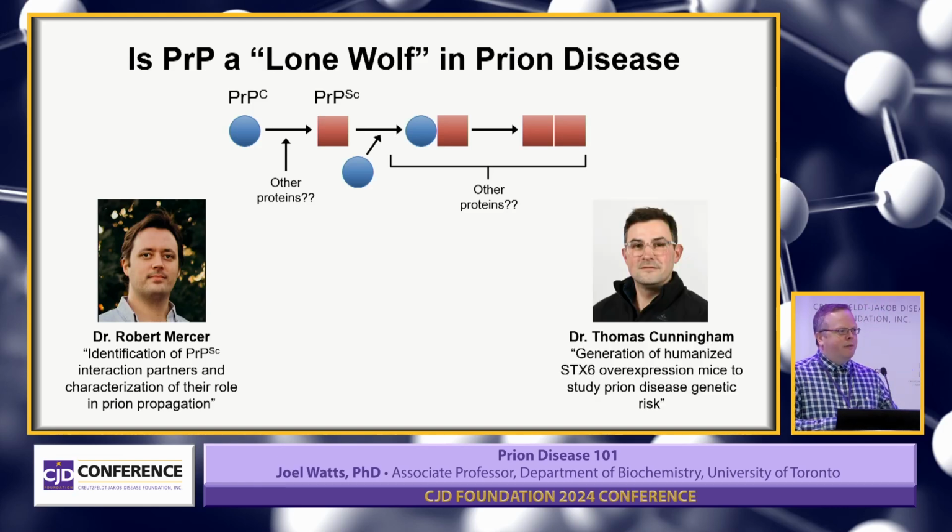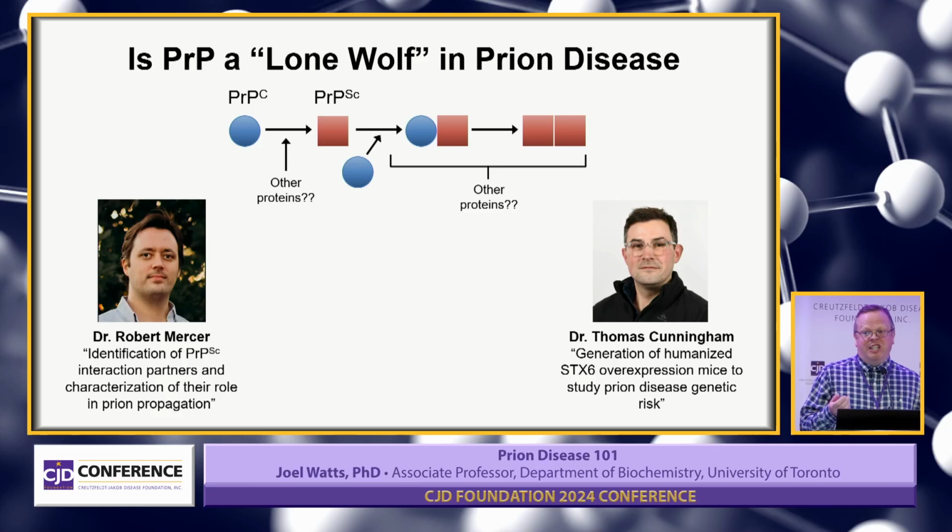The other is going to be from Dr. Thomas Cunningham, who's using a totally different approach. Based on some of the beautiful genetic work done by Simon Mead, I'm sure you'll hear a little bit about this in his keynote tomorrow morning, due to genetic variability amongst the human population, he has found certain variants in other genes that are more commonly associated with people who have sporadic CJD than would be expected to happen by chance alone.